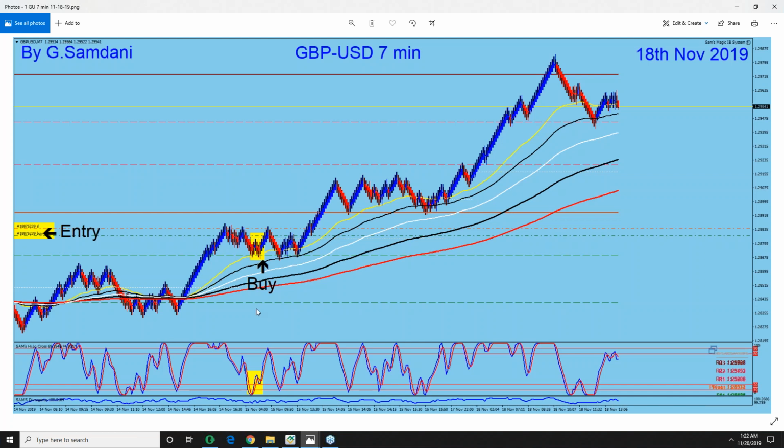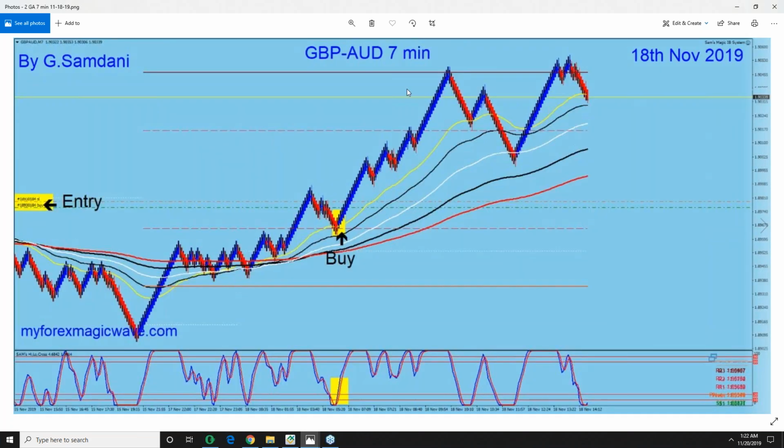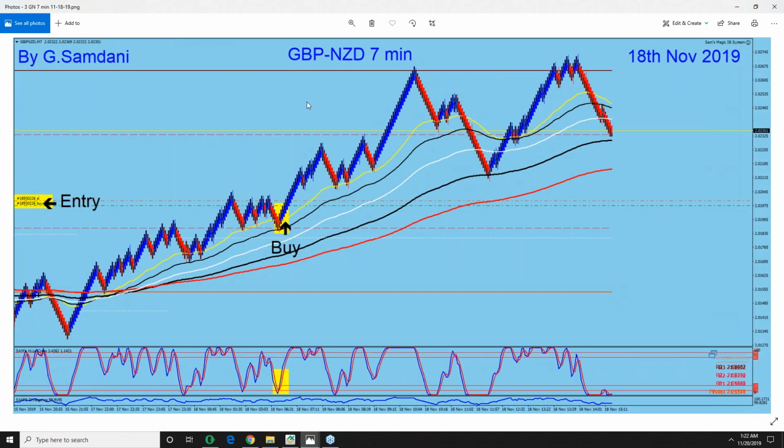So pound USD on Friday, and then it continued on Monday. This is all the 18th. I closed here on the 18th. So pound USD long with the pound getting strong. Pound Aussie long with the pound getting strong. Pound Newsy long. It was a beautiful entry here, here, here. All of these entries with this system, it gives a lot of entries.